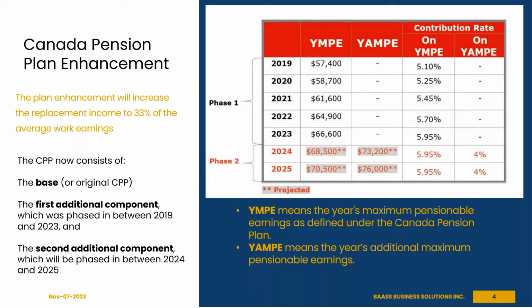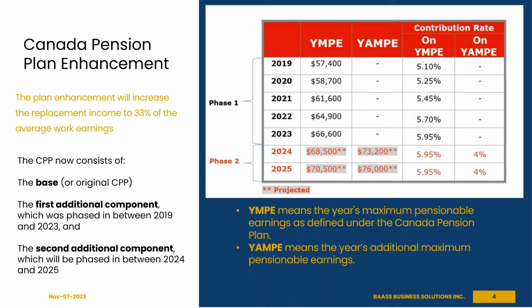Starting January 2024, there will be two maximum pensionable earnings and rates referred to as the YMPE and the YAMPE. Depending on employment income, some employees and employers will pay two different CPP rates. In the sample provided, the first maximum is up to $68,500 with the rate of 5.95% of earnings, and the second maximum up to $73,200 with a rate of 4%.